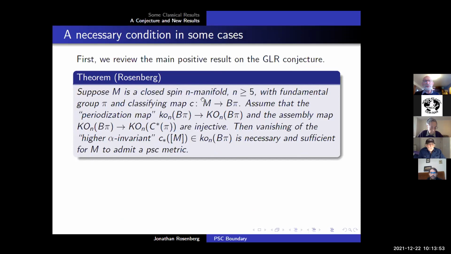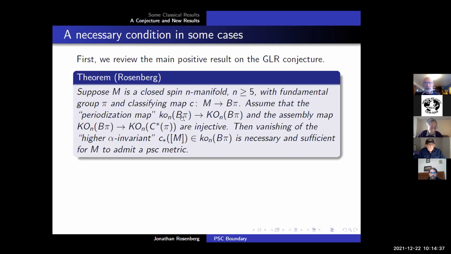So suppose you have a closed spin manifold of dimension at least 5, and pi is the fundamental group, and C is the classifying map from M to the classifying space of the fundamental group. Now, we have little KO and we have capital KO. As I said, they're not the same, but the map from little KO to capital KO is what you get by inverting the Bott element. So in little KO, you have this natural Bott element, which lives in dimension 8. And if you invert it, that gives you capital KO.